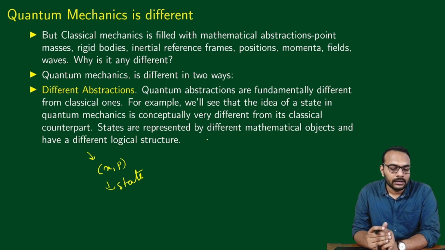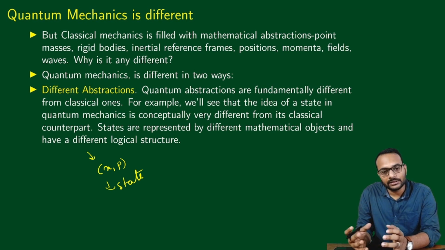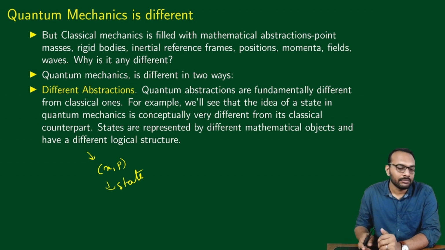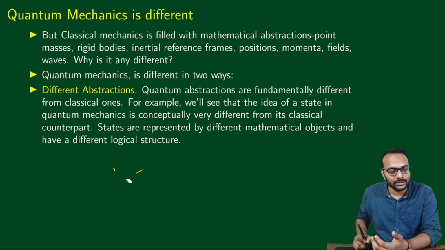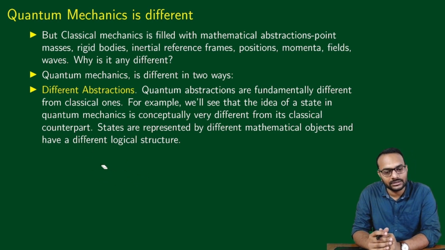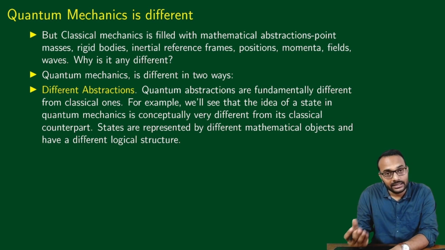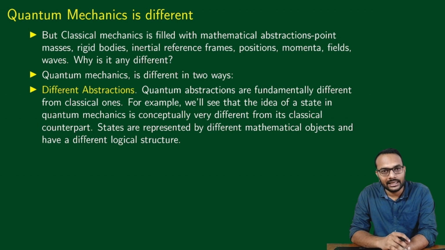Okay. And you'll see that there will be a lot of complex numbers, and in classical mechanics we use complex numbers only to make our calculations easier. Okay, and in the end we'll take only the real part, but in quantum mechanics we'll see that complex numbers are fundamentally important. So in every way these quantum mechanical abstractions are entirely different from the classical mechanical abstractions.